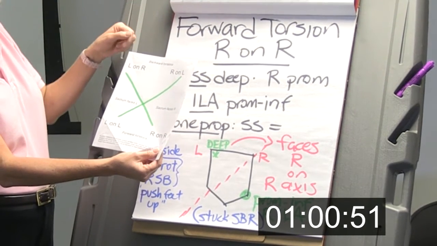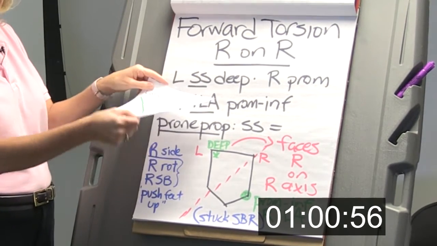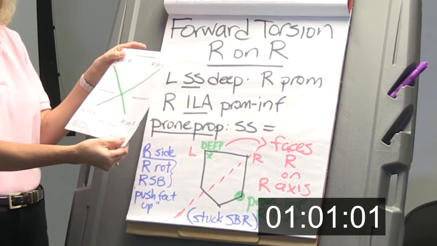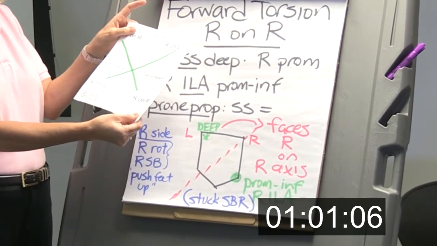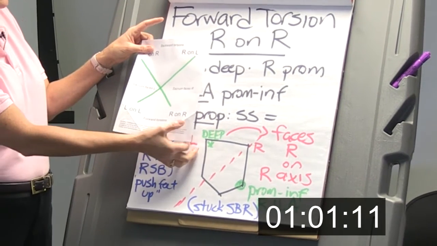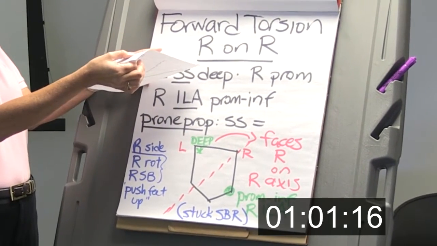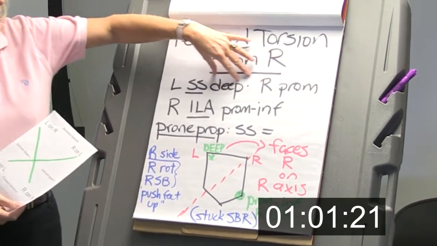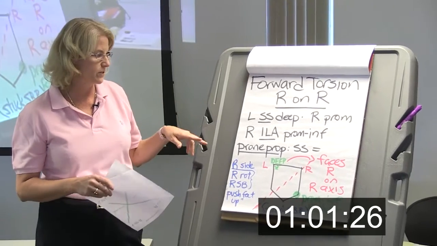So go ahead and check out that motion. What do you see? What becomes prominent? The right ILA on your paper. Does everyone see that? What becomes deep? Left sacral sulcus. So a right on right, if you tip your paper on that right axis, the right ILA becomes prominent, the left sacral sulcus becomes deep. There's our target areas or red flags. They're on opposite sides, so it's a torsion. If they were on the same side, it would be a flexion or extension dysfunction.